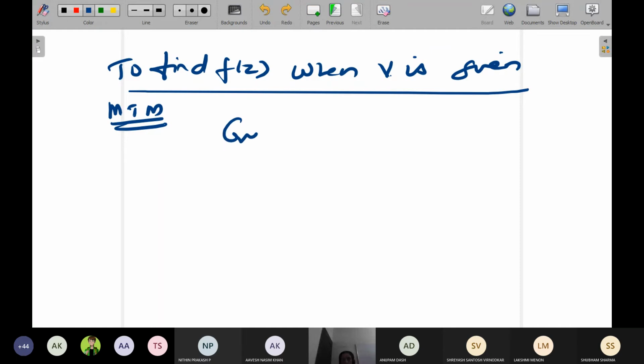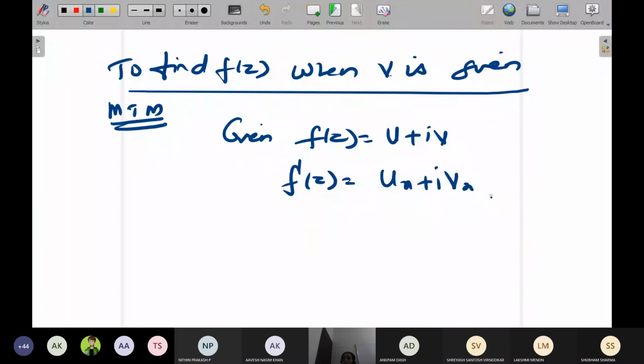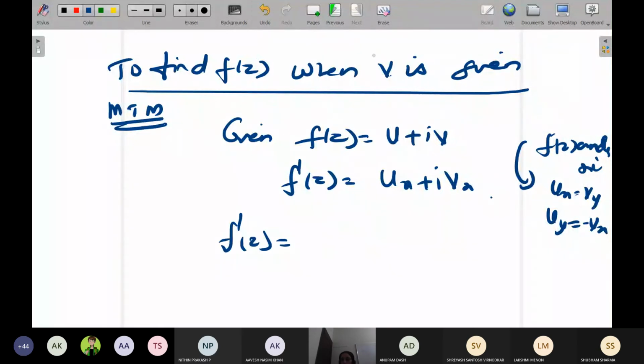Now again, we know that given f of z is equal to u plus iv is an analytic function. And what will be your f dash of z again? Ux plus i into vx. Now f of z is analytic, so therefore ux will be equal to vy and uy will be equal to minus vx. So using that concept, since v is given, convert this u in terms of v. So f dash of z will become vy plus i into vx.